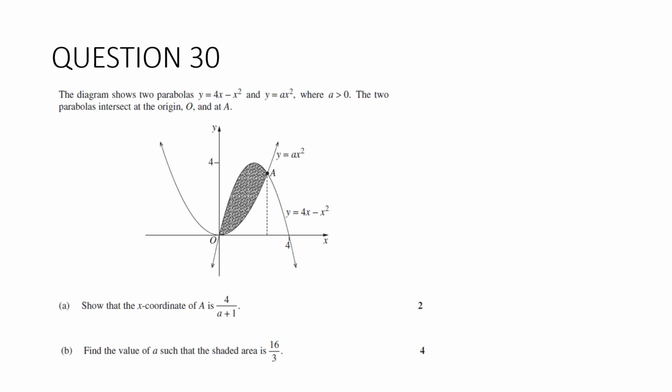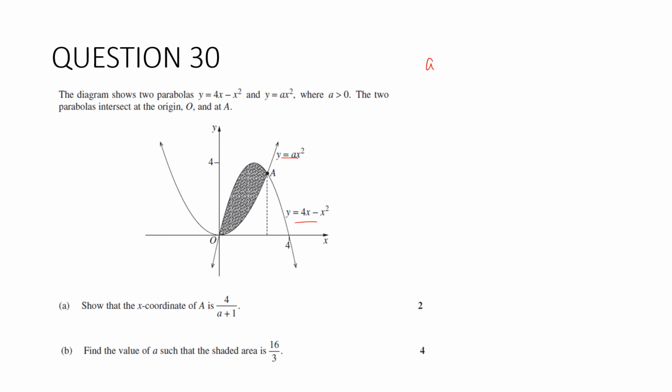Question 30. The diagram shows two parabolas, y equals 4x minus x squared and y equals ax squared, and a is greater than 0. The two parabolas intersect at the origin O and at A. Part A, show that the x-coordinate of A is 4 over a plus 1. Right, so we want to find the point of intersection of these two curves. So we'll try and find the x-coordinate.